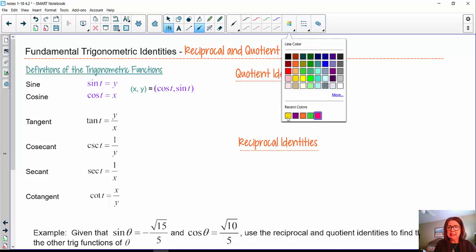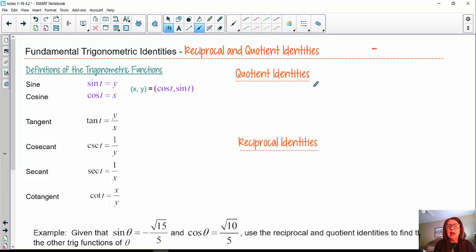So with the quotient identities, the quotient is division. Notice in our list of functions that we've already seen, tangent and cotangent are the quotients of the x and the y values. But the x value is the same as the cosine of the angle, and the y value is the same as the sine of the angle. So we could rewrite the tangent of any angle. Since it is y divided by x, we could replace the y with the sine of t, and we could replace x with the cosine of t. So the tangent of an angle is the same as the sine of the angle divided by the cosine of the angle, the quotient of those two.